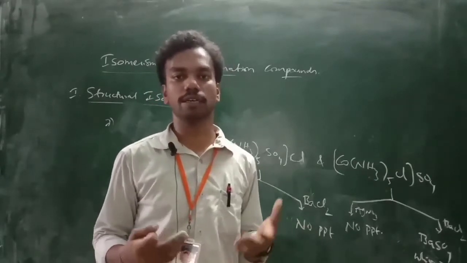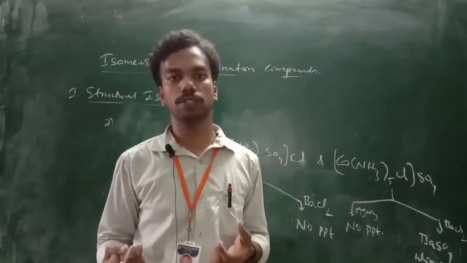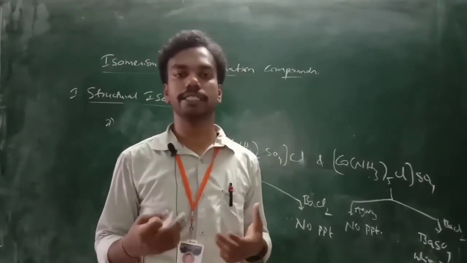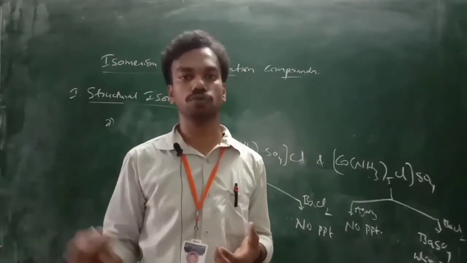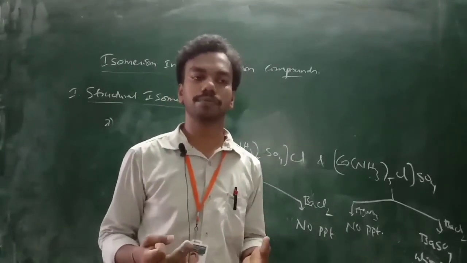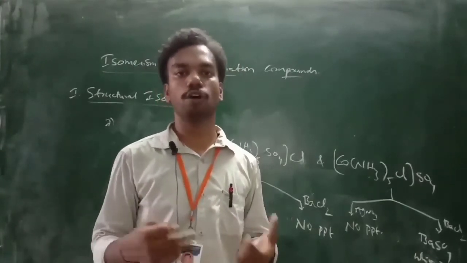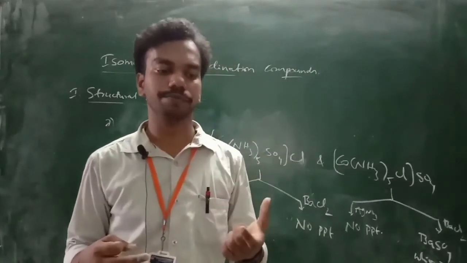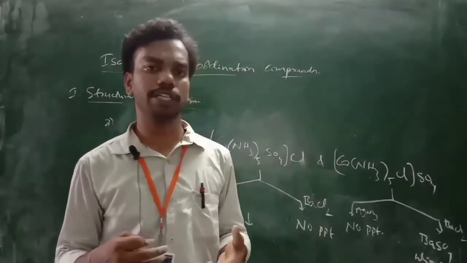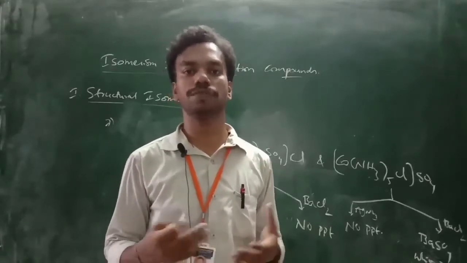The color is also different. The first complex, [Cr(H2O)6]Cl3, has a violet color. The next complex, [Cr(H2O)5Cl]Cl2·H2O, shows light green. The third complex, [Cr(H2O)4Cl2]Cl·2H2O, has a dark green color. So all three complexes have the same chemical formula, but different physical and chemical properties due to different structural arrangements.